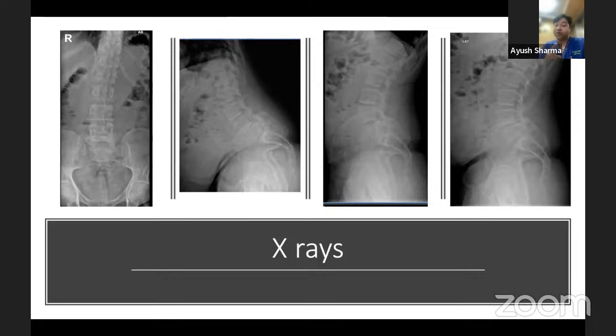It's good to have this X-ray, but it's always better to have a full length X-ray when you are doing any sort of instrumentation. And believe me, even if you're doing a single level.